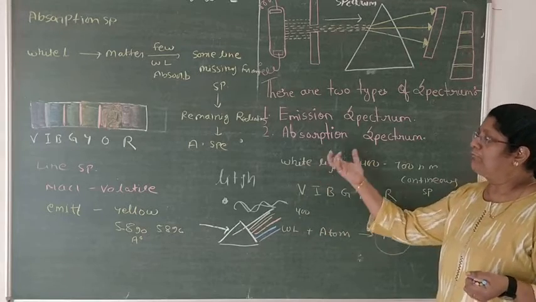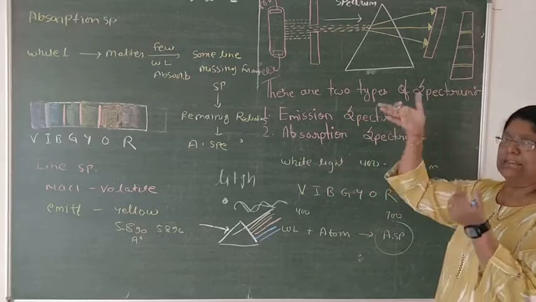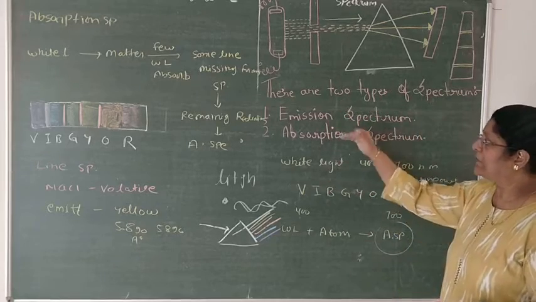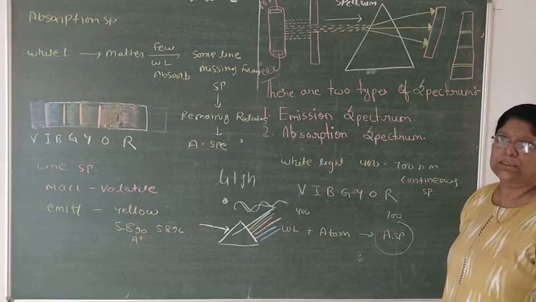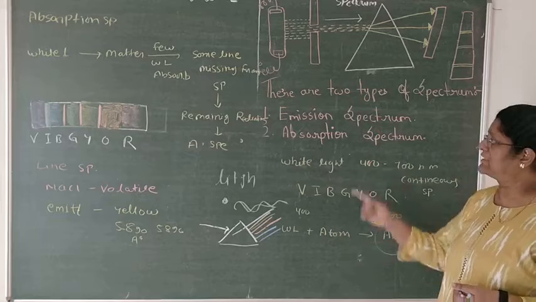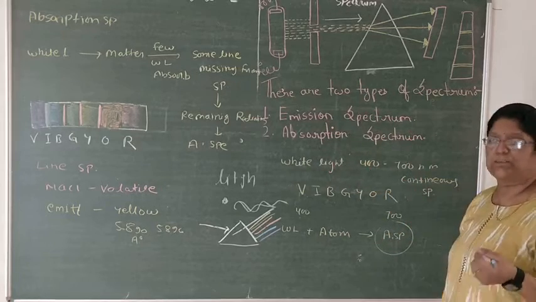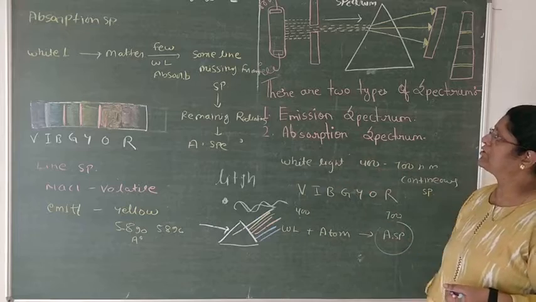In case of a spectrum, we should understand that a spectrum is of 2 types. First is the absorption spectrum, second is the emission spectrum. First we will talk about absorption spectrum.